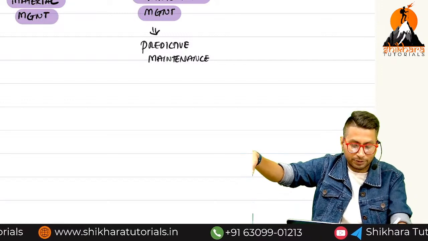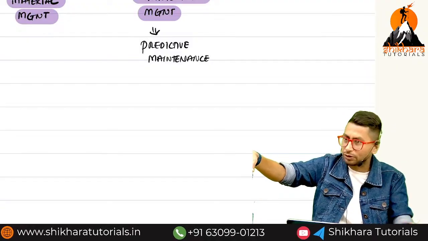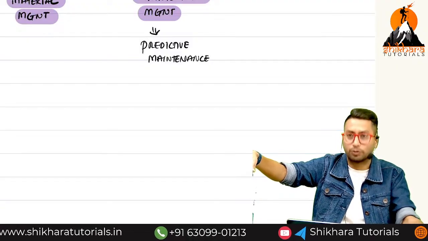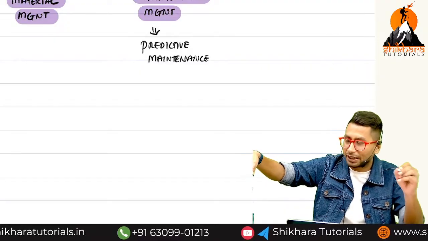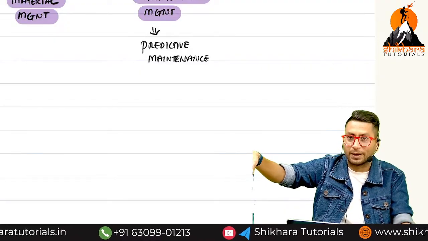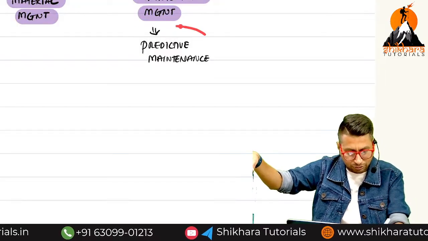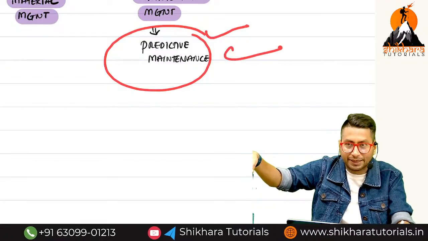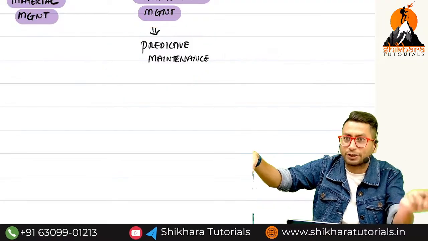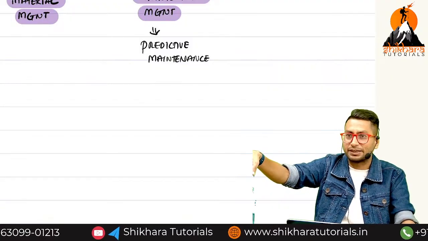Remember I told you how many types of maintenance are there? Two. Preventive and breakdown maintenance. In breakdown maintenance, I will wait for a machine to go bad and then repair it, or I will go for regular repairs and maintenance. Predictive maintenance is that only: I am predicting what part of a machine might not work very soon, and before that I am getting it repaired.